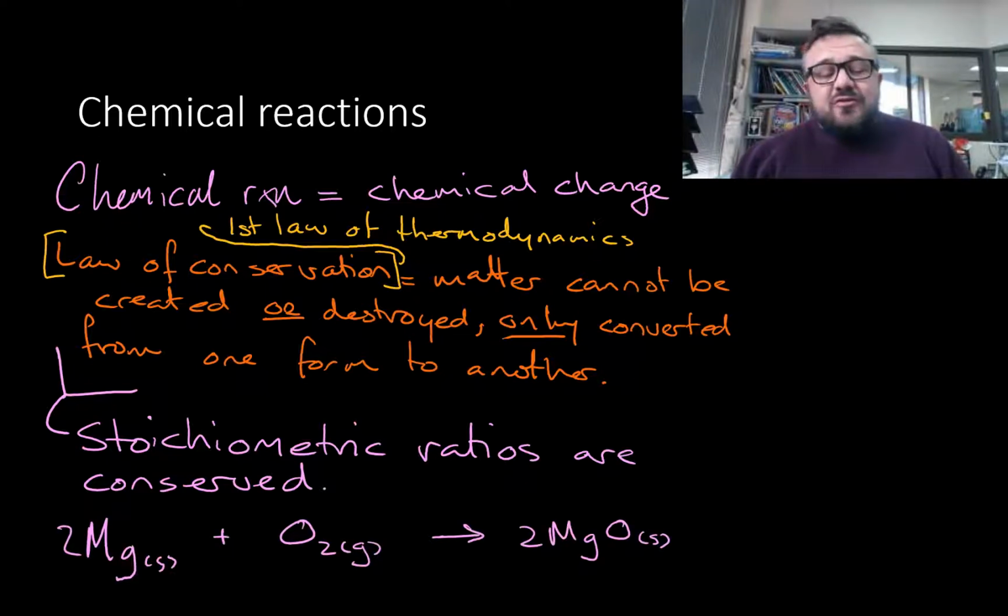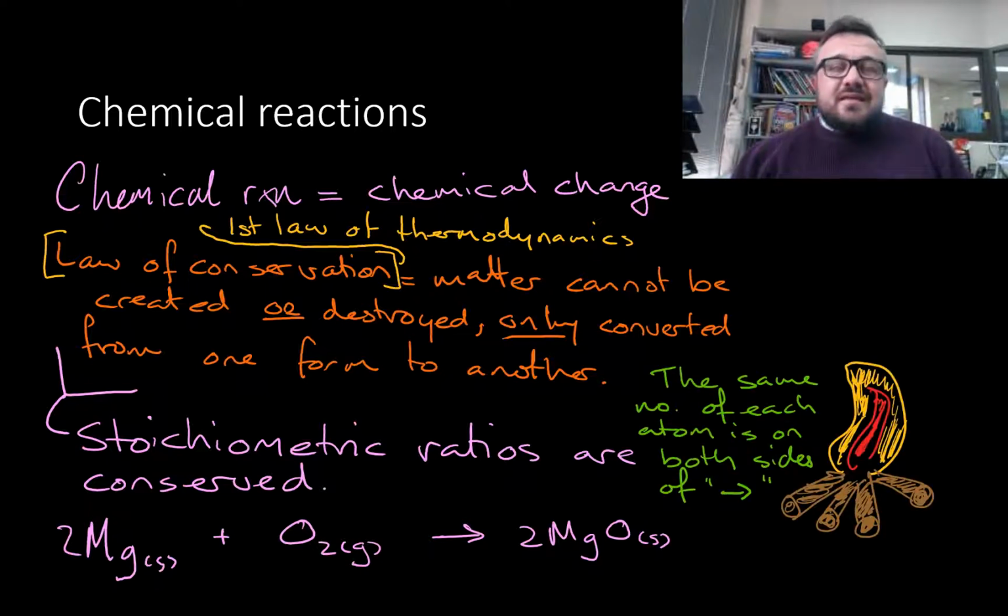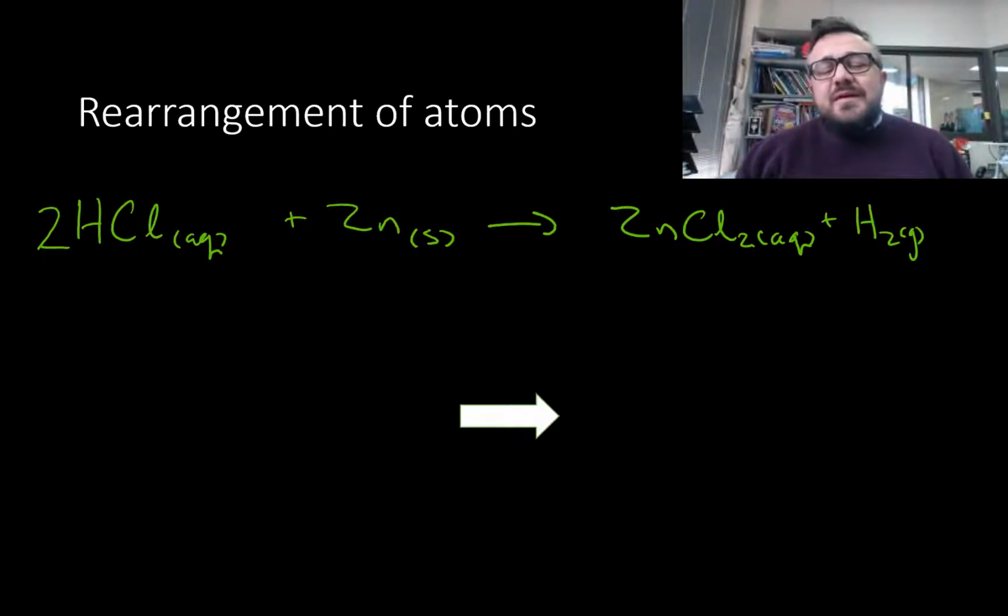Our example here is 2 magnesium atoms plus 2 oxygen atoms, although they are bonded together, gives us 2 molecules of magnesium oxide. Now, the stoichiometric ratios there, we have 2 magnesiums on the reactant side, 2 magnesiums on the product side, 2 oxygens on the reactant side, and 2 oxygens on the product side. But what we end up with is for every 2 magnesiums, we need 1 oxygen molecule, and for every 2 magnesium atoms, we'll end up with 2 molecules of magnesium oxide. So what we can see there is that the numbers of atoms are the same on both sides of the arrows. So this means that it's a rearrangement of atoms.